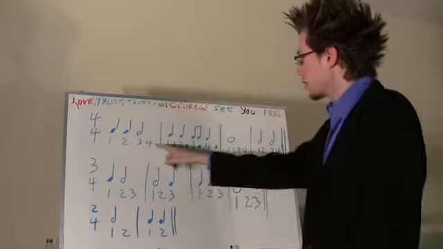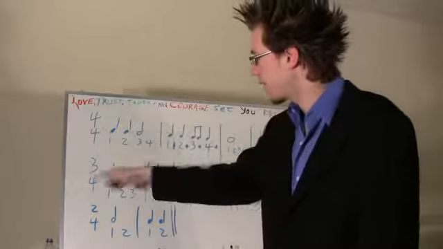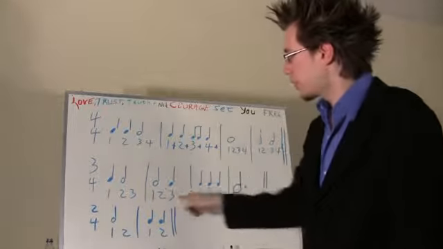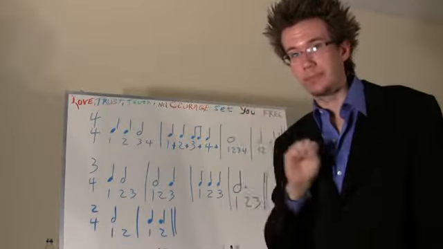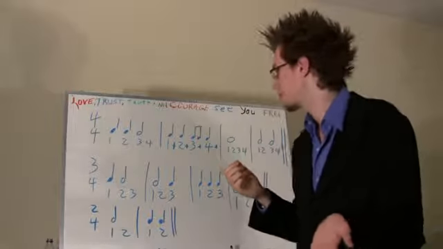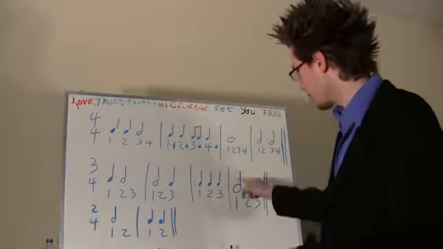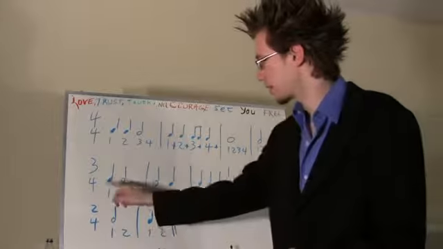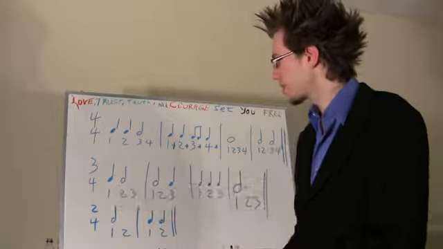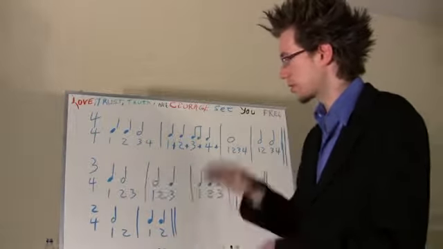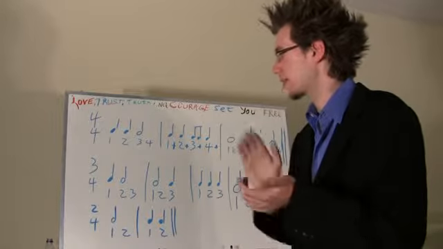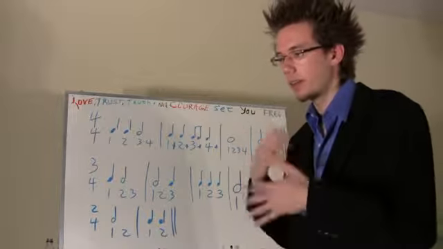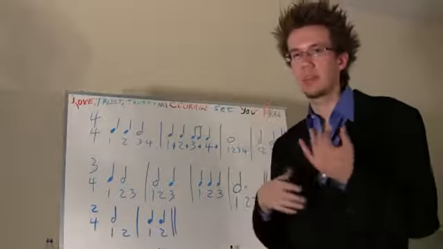Okay, so that's the 4-4 one. Now, with 3-4, it's 3 beats per bar. So we just count up to 3, and that's it. Now I've got a little funky thing here, and I'm going to explain that when I get there, but okay, so this, we have a quarter note and a half note, so it just goes 1, 2, 3. That's it.